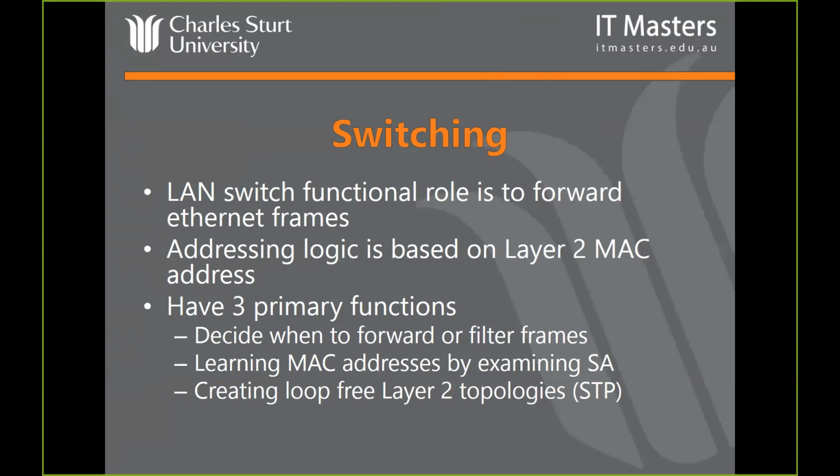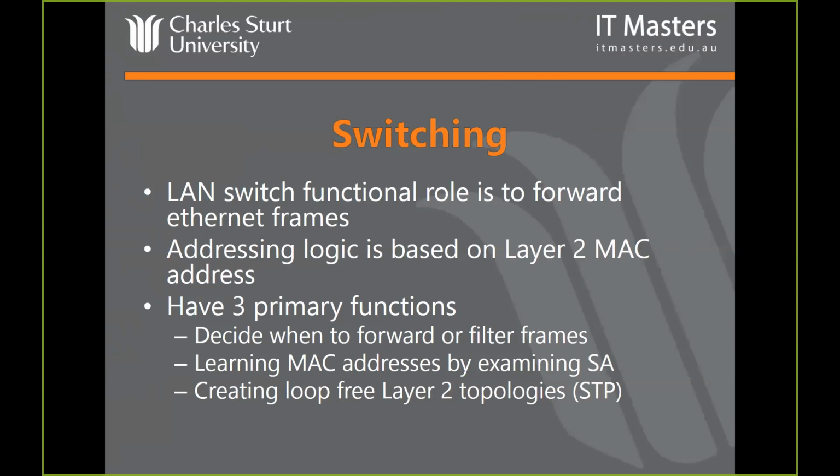There are 3 primary functions that a switch has to provide. First, they need to decide when to forward or filter frames. So when do we send a frame out of a port? When do we filter it? Filtering basically means we're dropping it. So we either send it out or we don't. It needs to decide how to do that, which packet, I nearly did it then, which frames we send out and which frames we don't.